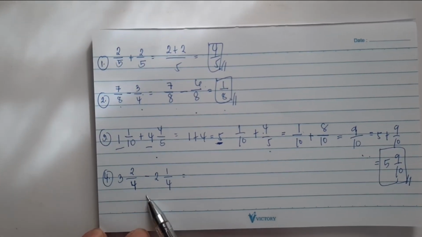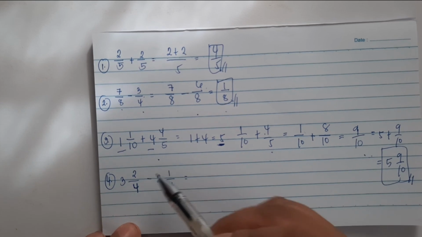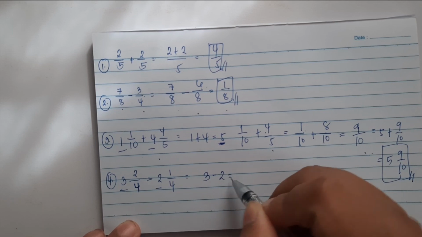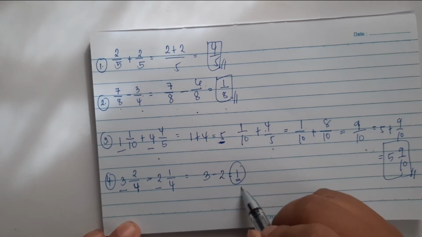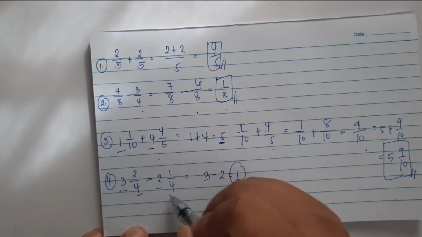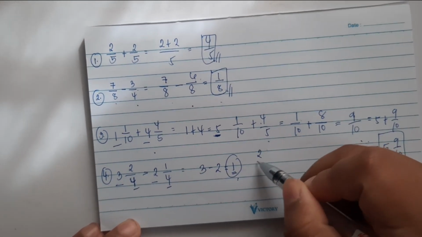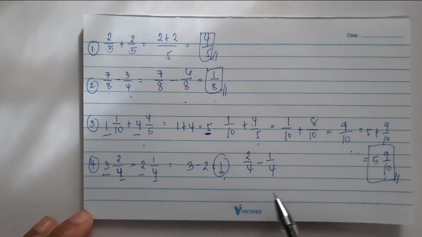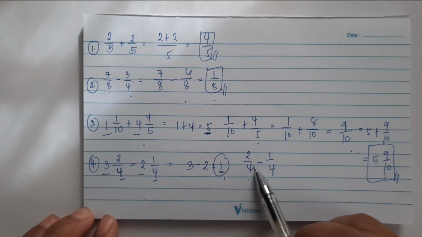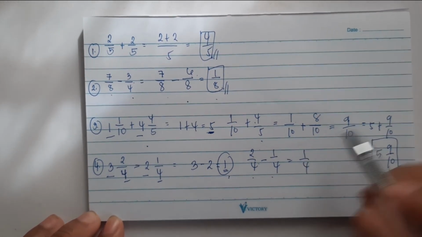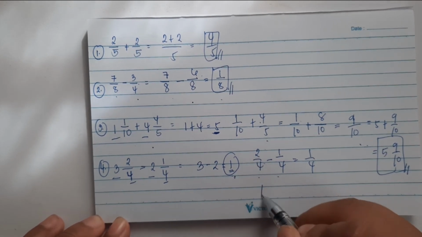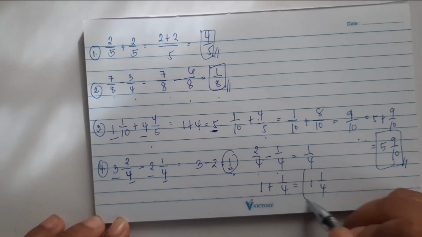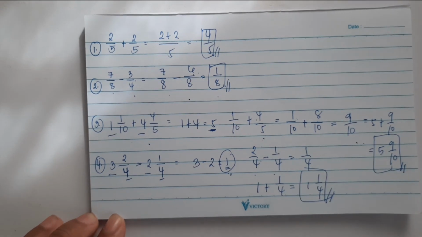Last number, 3 and 2/4 minus 2 and 1/4. We will check on the integer first. So, 3 minus 2 is 1. So, we have a remaining balance sa ilang whole number which is 1. Next, we will proceed with the fractional parts. Ang fractional parts, is it similar or dissimilar? Yeah, similar fraction naman siya, so we can subtract right away. So, 2 minus 1 is 1 over 4. Then, don't forget the whole number. 1 plus 1/4 equals 1 and 1/4. So, we have our final answer.